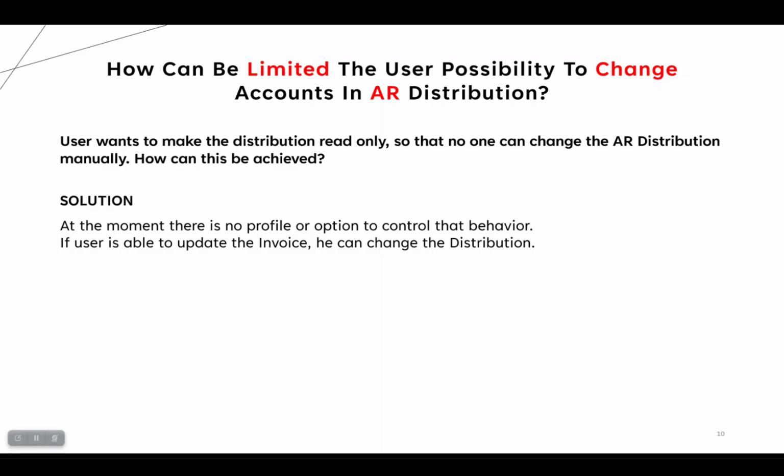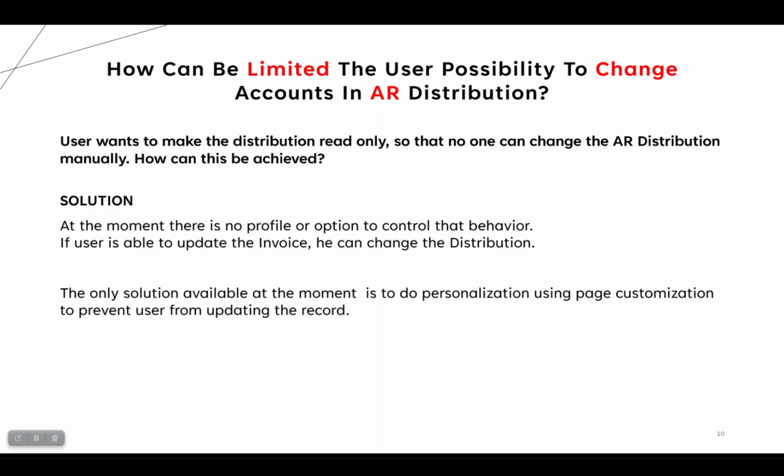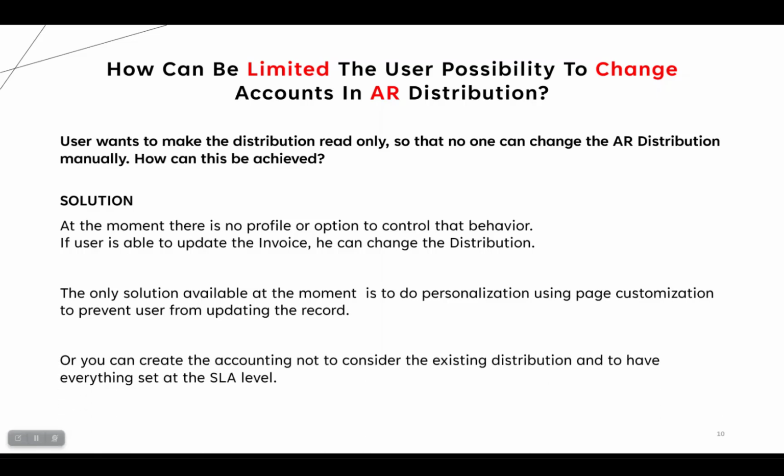If the user is able to update the invoice, he can also change the distribution. The only solution available at this moment is to do personalization using page customization to prevent the user from updating the record, in a sandbox or whatever. Only these solutions. There are no profile options and no lookups to control this business case. Or you can create accounting not to consider existing distributions and have everything set at the SLA level.